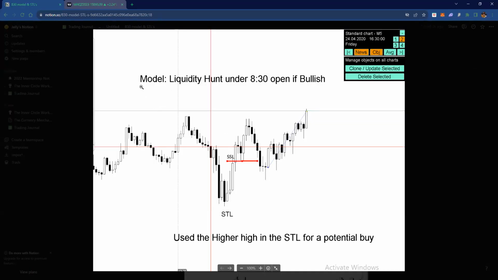So here I have just a quick model that I've been working on. If I'm bullish on price, I want to look for sell stops, basically for price to come and take liquidity below the 8:30 open. So at the 8:30 open, price went down, went up. Now we came down, and we have this swing low. The reason why this swing low is important is because of the short-term low.